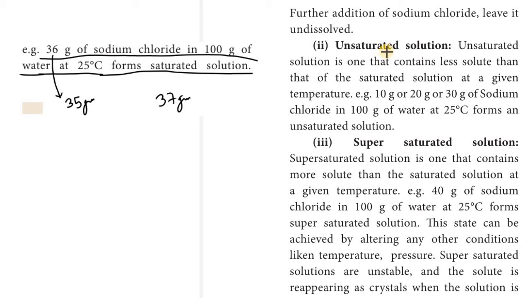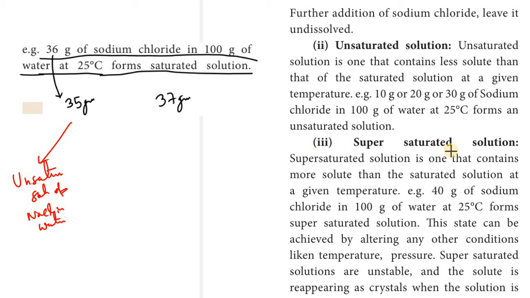So next is the unsaturated solution. Well, an unsaturated solution is one that contains less solute than that of the saturated solution at a given temperature. So see, if I try to dissolve this 35 grams of sodium chloride in 100 gram of water at 25 degrees, then what I will get is basically an unsaturated solution of sodium chloride in water. Okay, so keep this in mind.